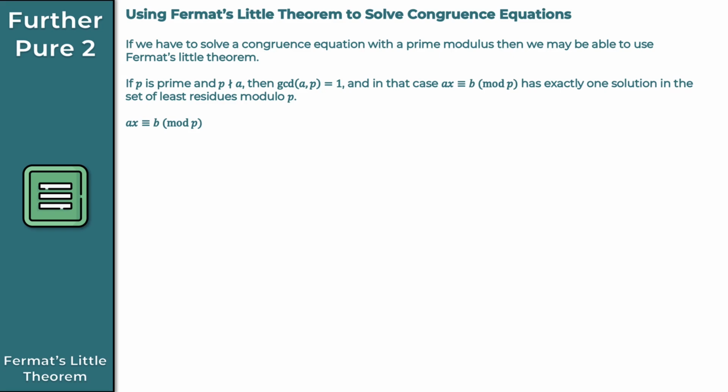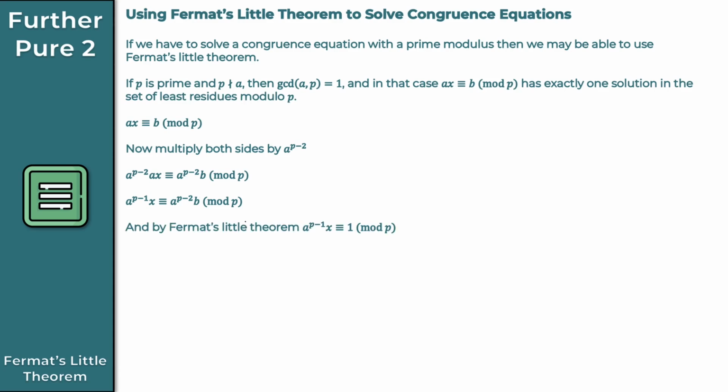So ax is congruent to b mod p, and let's multiply both sides by a to the power of p minus 2. Then we get a to the power of p minus 2 times ax is congruent to a to the power of p minus 2 times b mod p. Using basic rules of indices, the left-hand side simplifies to a to the power of p minus 1 times x, which is congruent to a to the power of p minus 2 times b mod p. Now by Fermat's little theorem, a to the power of p minus 1 is congruent to 1 mod p. So therefore x is congruent to a to the power of p minus 2 times b mod p.